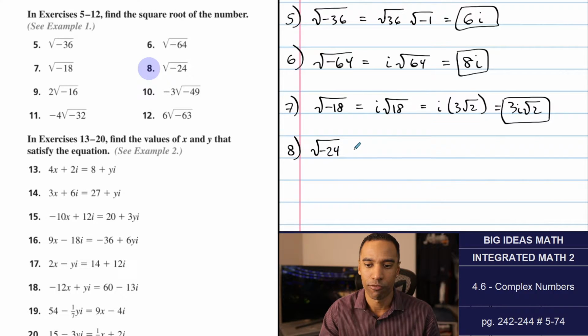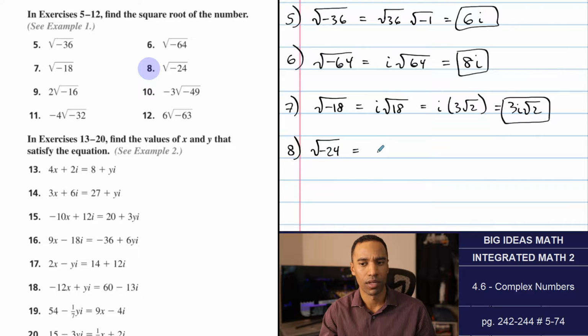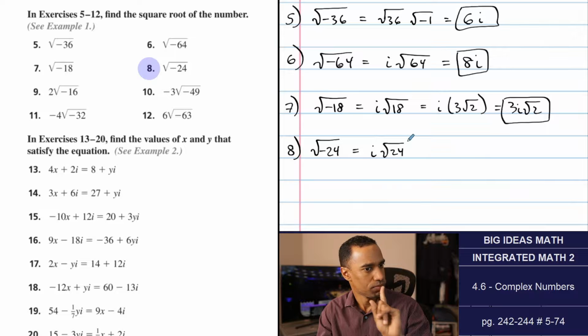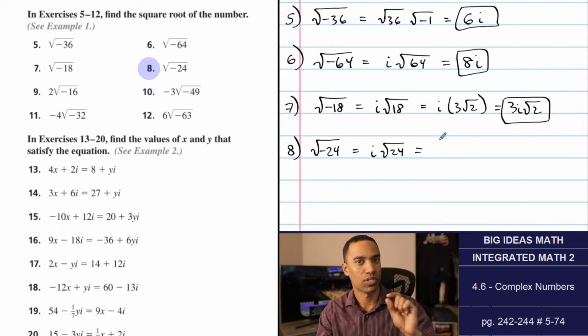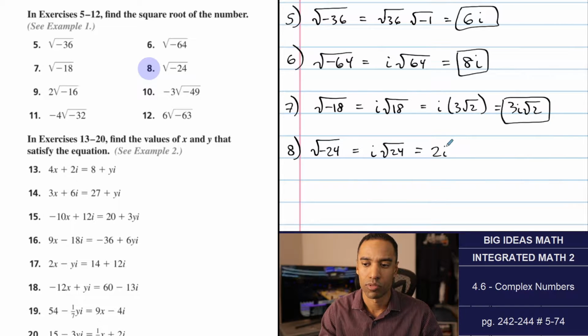So square root of negative 24. Let's see if we can do this one in one step this time. Oh, well, after the i root 24. Next time I'll do as few steps as I can. Root 24 is root 4 times root 6, or 2 root 6. So this becomes 2i root 6, like so.